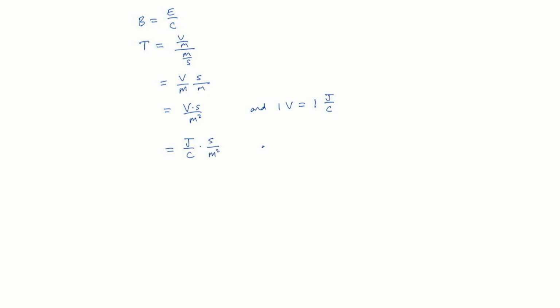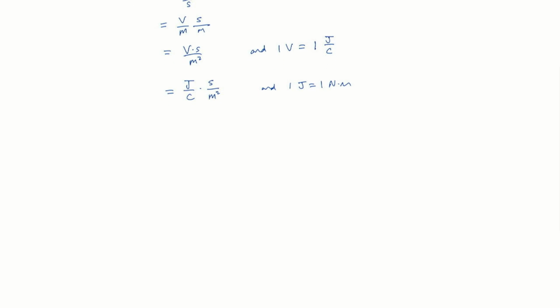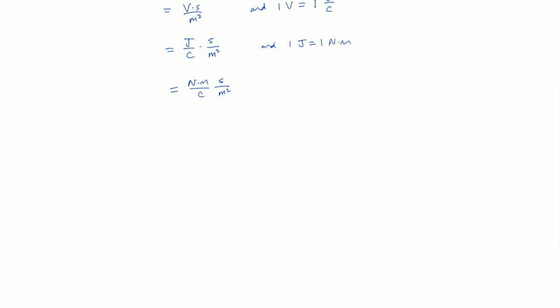Okay, we can say 1 joule is 1 Newton times a meter. So now we have a Newton meter over a coulomb, and we have seconds and meters squared. So we can cancel one of the meters. And we've got newtons times seconds over coulomb times meters.